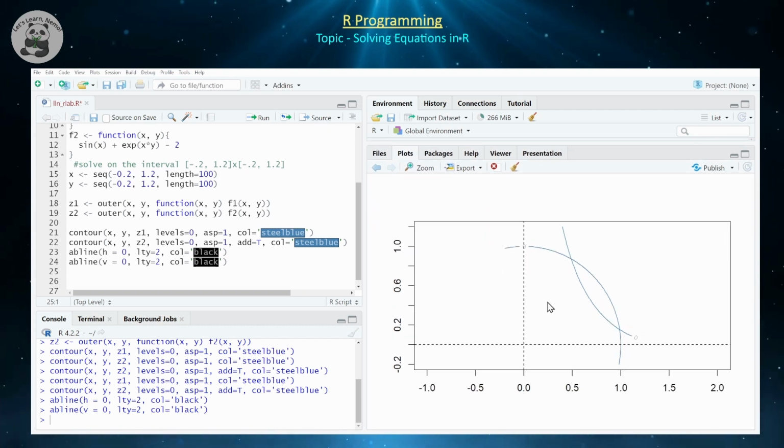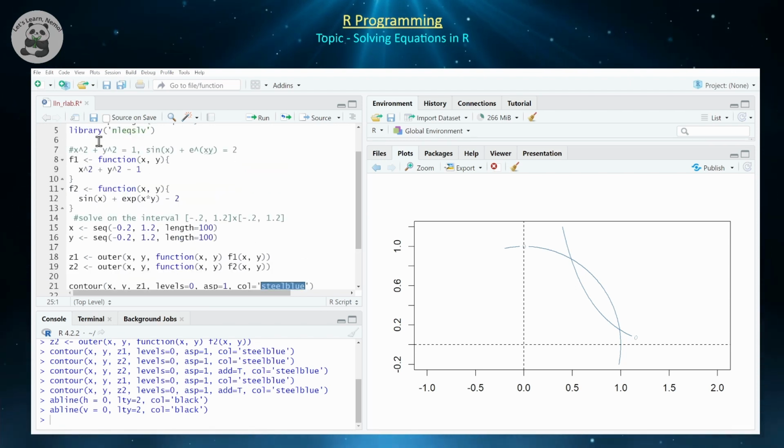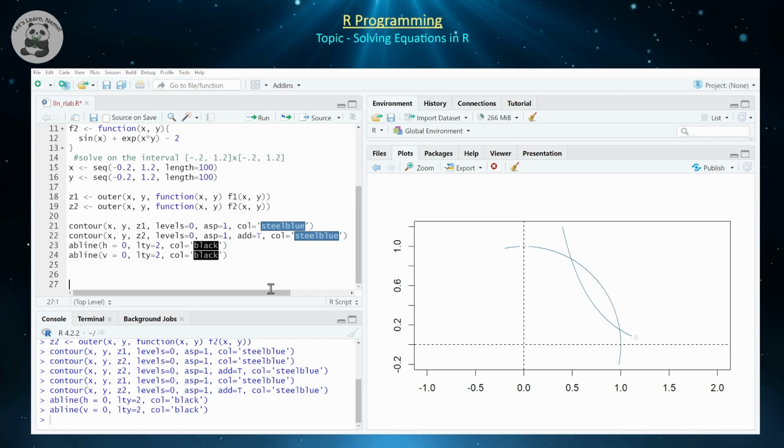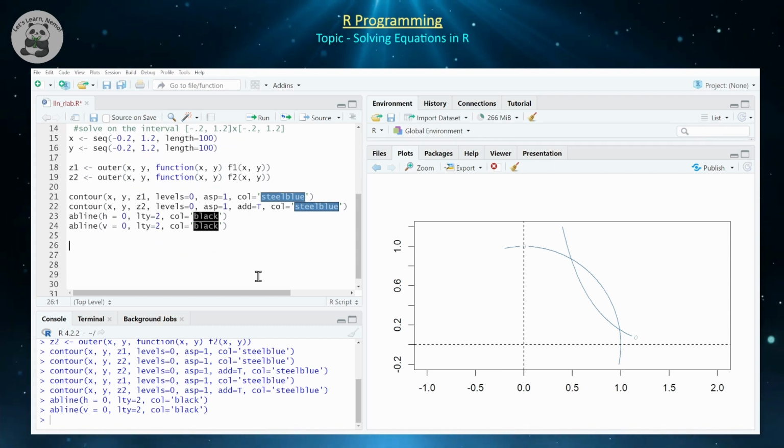So how many solutions do you see? I see 2, right? Somewhere located about here and somewhere located about there. So let's see if we can find out where those are located. So for this, again, we're going to be using the nleqslv library that we included at the very beginning, and the function that we're going to be using here is the nleqslv function, which requires us to define the systems of equations directly as a two-dimensional vector.